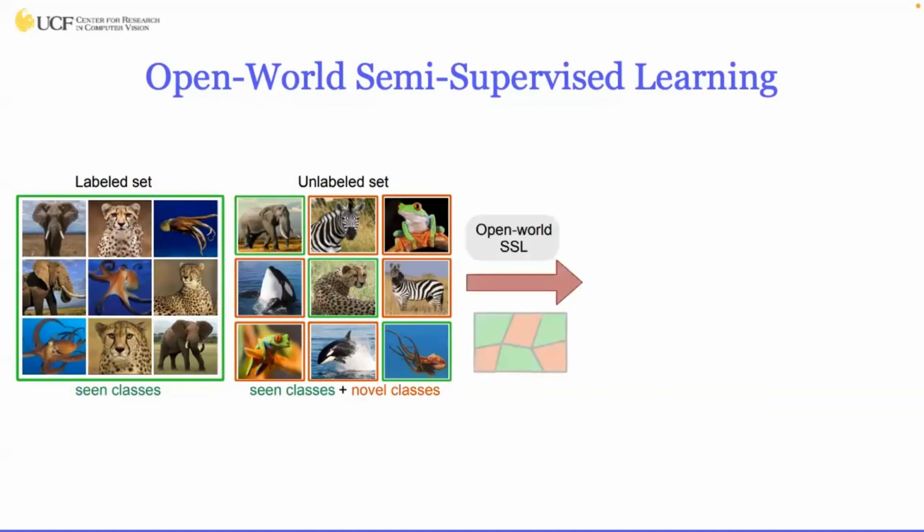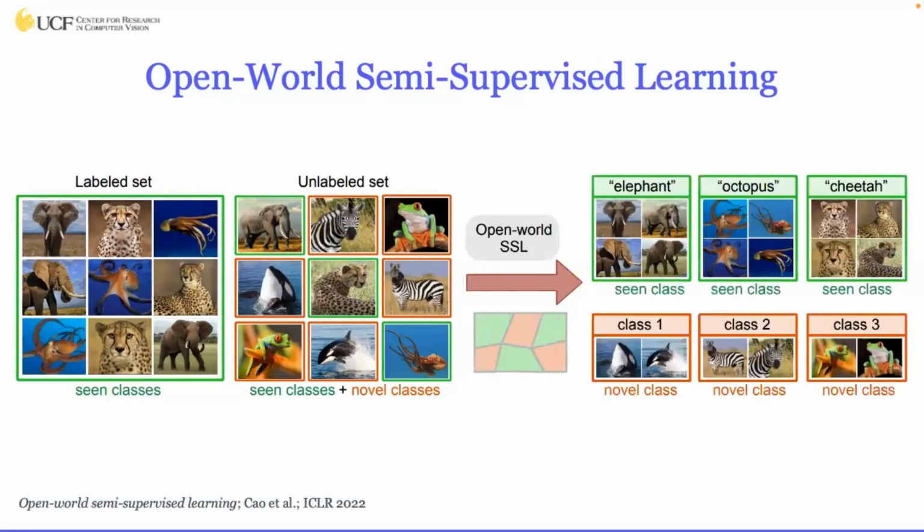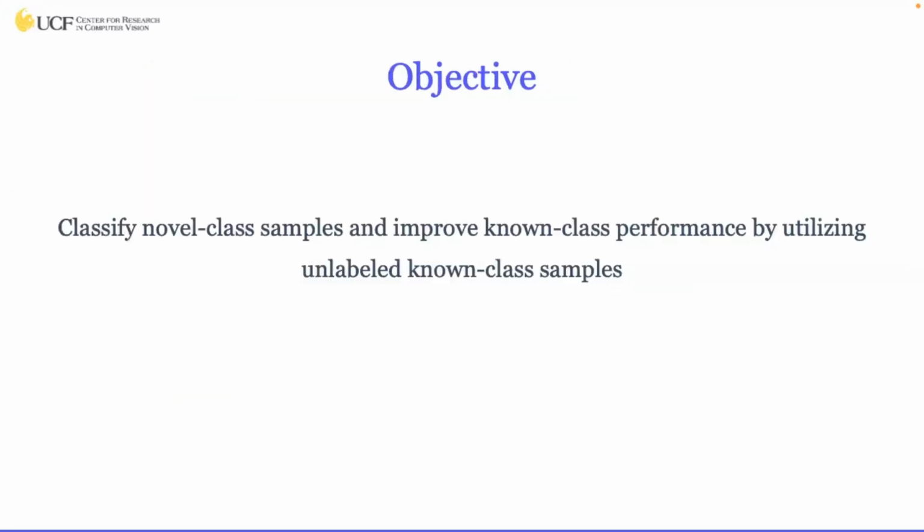Now, the objective of open world semi-supervised learning is to recognize the samples from the seen classes and also to cluster the samples from the novel classes. Therefore, the objective of this work is to classify or cluster novel class samples. And since it's a semi-supervised method, also to improve the performance on known classes utilizing the unlabeled known class samples.